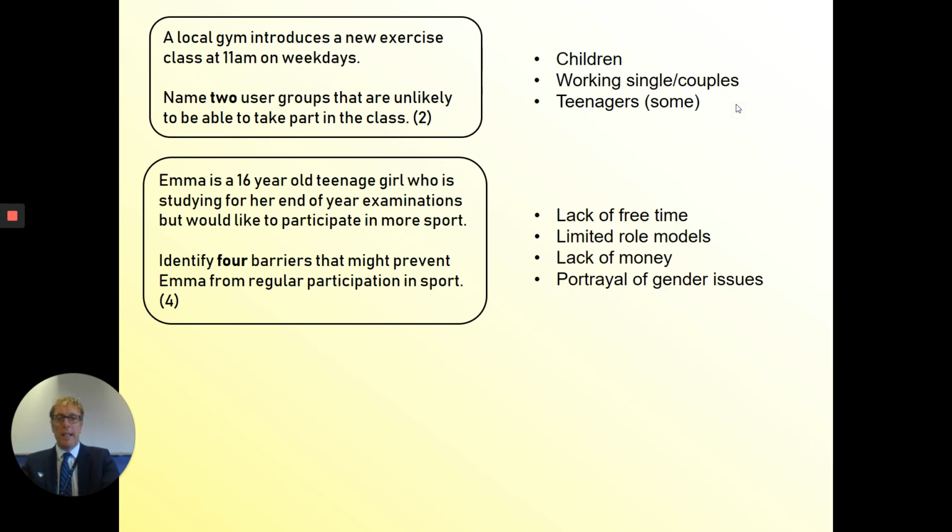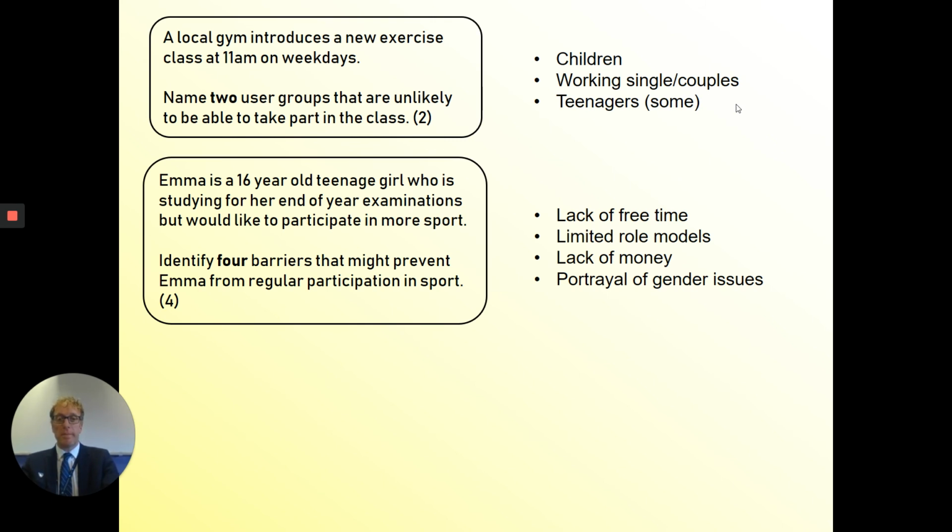Let's see what you've come up with then. So a lack of free time is certainly going to be one, especially if she's studying for exams. She's going to be busy at school in the day and studying in the evening. She's female, which means that she's likely to have less role models than if she was male, because generally speaking, there's less role models for females than males. She's only 16, so she's not got a full-time job, and therefore there's going to be a lack of money or disposable income. And again, if she's female, it may mean that there's that portrayal of gender issues and stereotyping. So she might think that there's restrictions for her to take part in certain sports because she's female in a male-dominated sport.